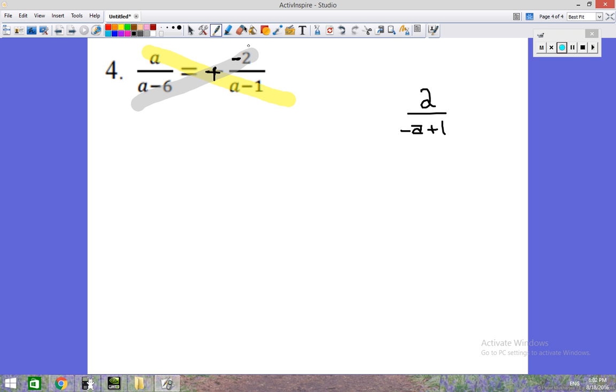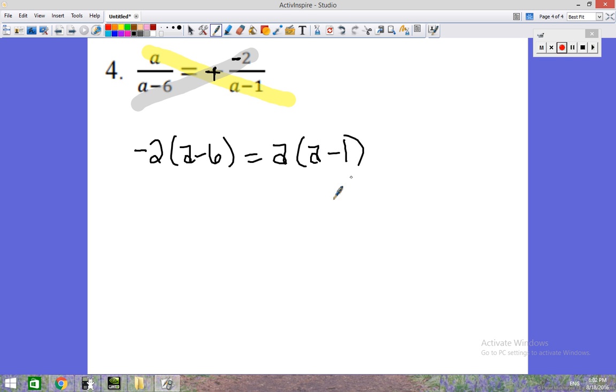But I think you'll find it easiest to just move that negative up to that numerator, because it's just a single term up there. Alright, if I multiply along that gray diagonal, I have negative 2 times a minus 6. And if I multiply along this yellow diagonal, I have a times the quantity a minus 1. If we distribute the negative 2 through, we have negative 2a plus 12. And over here we have a squared minus a.